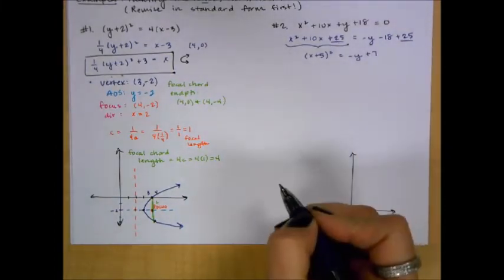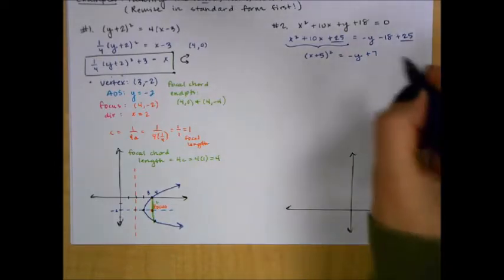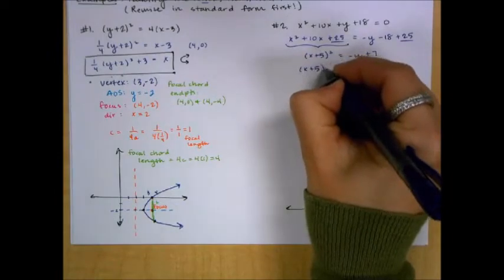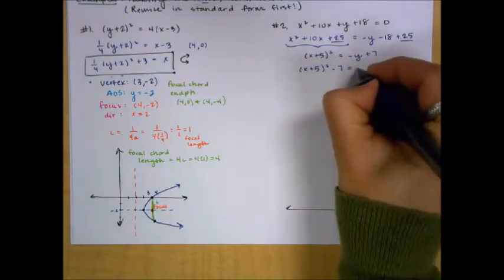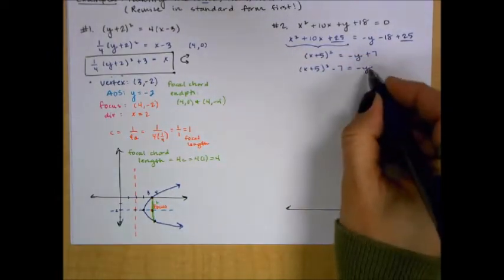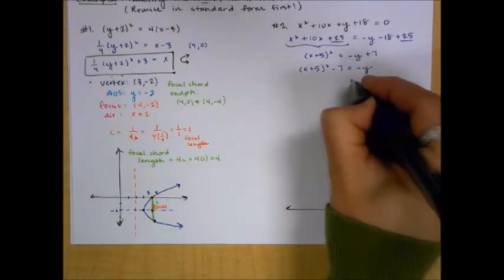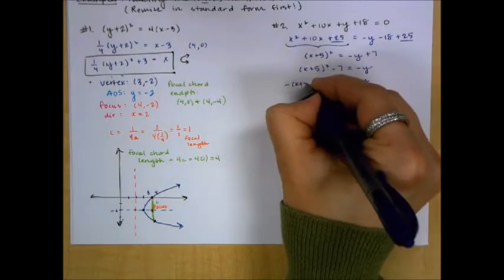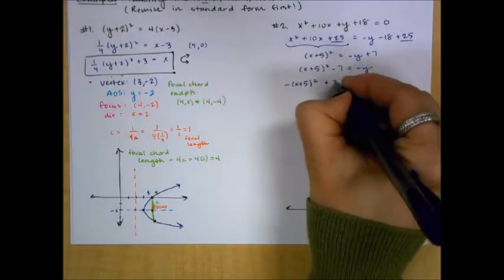To get y by itself, we'll subtract 7 and then divide by the negative 1. So remember to divide all the terms by the negative. So this is now y equals negative x plus 5 squared plus 7. And that is going to be our standard form.